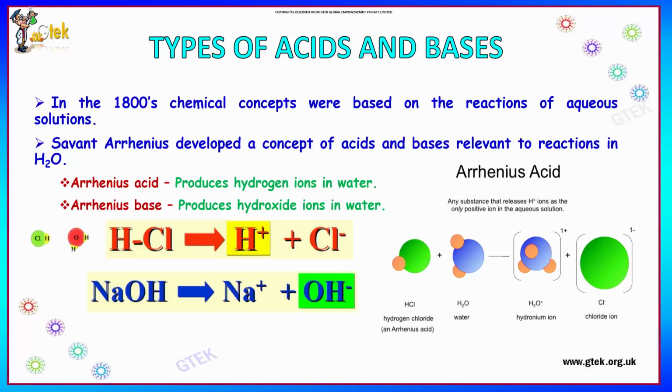Now let's talk about the types of acids and bases. In the 1800s, chemical concepts were based on the reactions of aqueous solutions. Arrhenius developed a concept of acids and bases relevant to reactions in water. The one which gives hydrogen ions, they called an Arrhenius acid. The one which gives hydroxide ions is called an Arrhenius base.